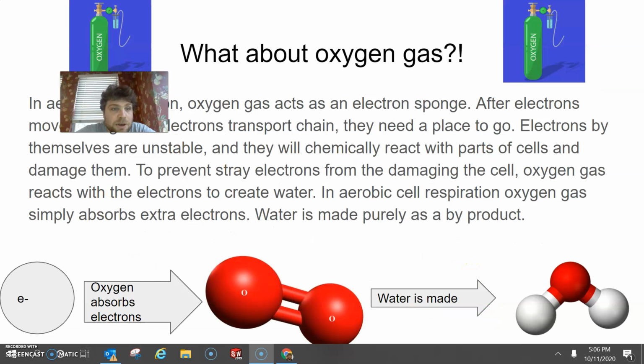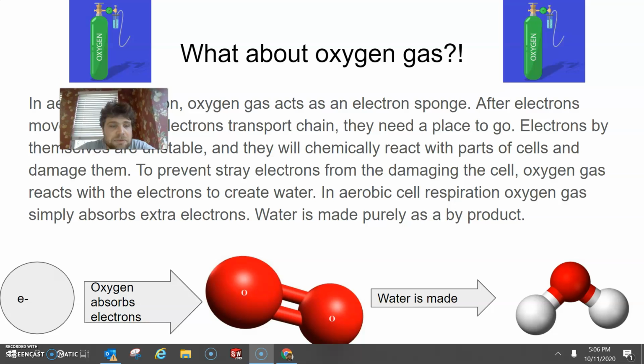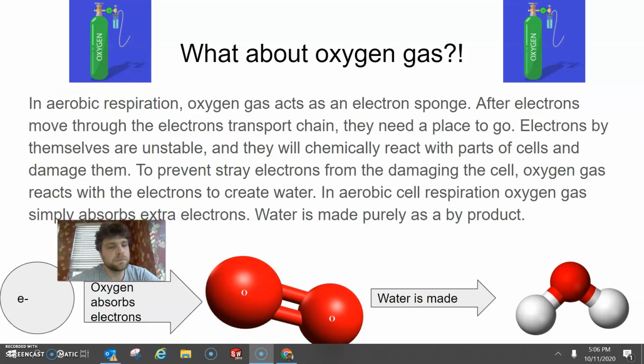All right, so what about oxygen? I spent all this time breaking down how the cytoplasm and the mitochondria break apart glucose and capture all that stored chemical energy. And we said at the beginning, aerobic respiration, aero for oxygen. But what about oxygen? So I'd like you now to pause, and I'd like you to read about what oxygen gas does.